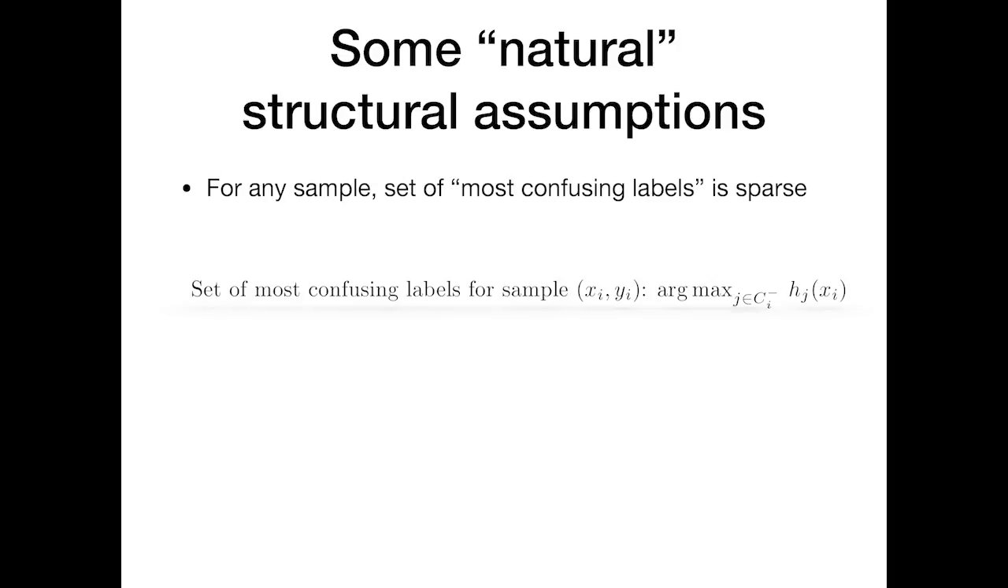For sample xi, yi, what is the set of most confusing labels? You look at the negative labels, C minus I, and you look at which of these negative labels attain the highest score values. Does that make sense? So I have the set of negative labels for sample I, and then you look at which of these take the exact highest value of the score function h, where hj of xi is the largest. This is my set of most confusing labels.